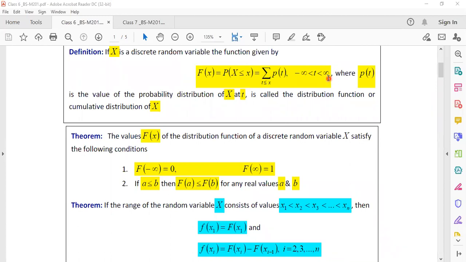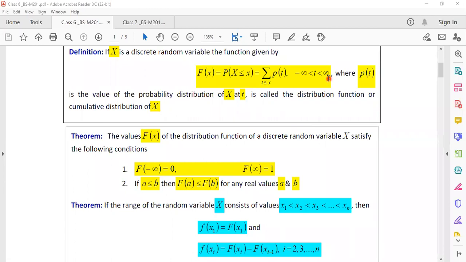So if we consider an extended real number system, these infinity and minus infinity become hypothetical abstract numbers, and the distribution function at those points takes some values. At minus infinity, the distribution function's value is 0. At plus infinity, the distribution function's value is 1.